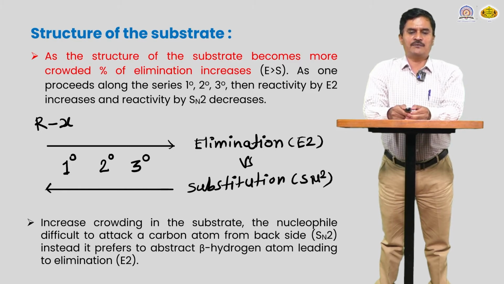With increased crowding in the substrate, it is difficult for the nucleophile to attack the carbon atom from the backside. So backside attack of the nucleophile is more difficult due to the crowding. It means as crowding increases, the possibility of backside attack decreases. Instead, it prefers to abstract a beta proton, leading to the elimination product, that is the E2 product.